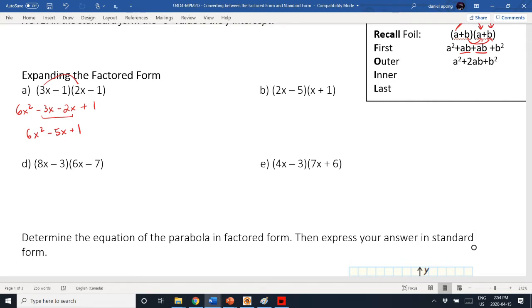Let's try B. 2x times x, 2x squared. 2x times 1 plus 2x. Negative 5 times x, negative 5x. And negative 5 times 1, negative 5. We add our like terms in the middle. 2x squared minus 3x minus 5. And our expansion is complete. Try pausing the video here and doing the following examples on your own and see if you get the same answers. Pause the video now.